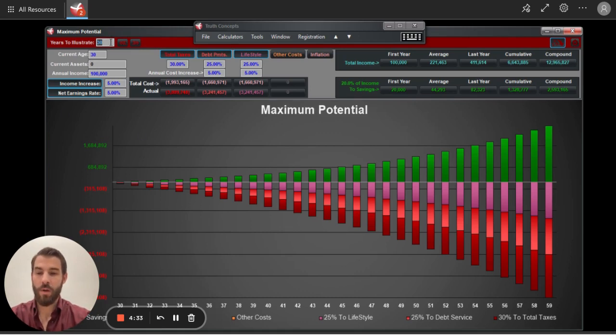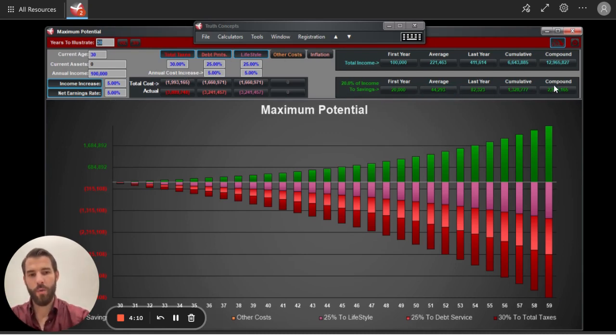So some things to note here before we get started. Our years to illustrate time period is 30. Our client's age is 30 currently. They have an annual income of 100,000. They also have an income increase of 5% and net earnings rate of 5%. Their total taxes are at 30, debt payments are at 25, and lifestyle is at 25%. Both of those have that 5% annual cost increase.